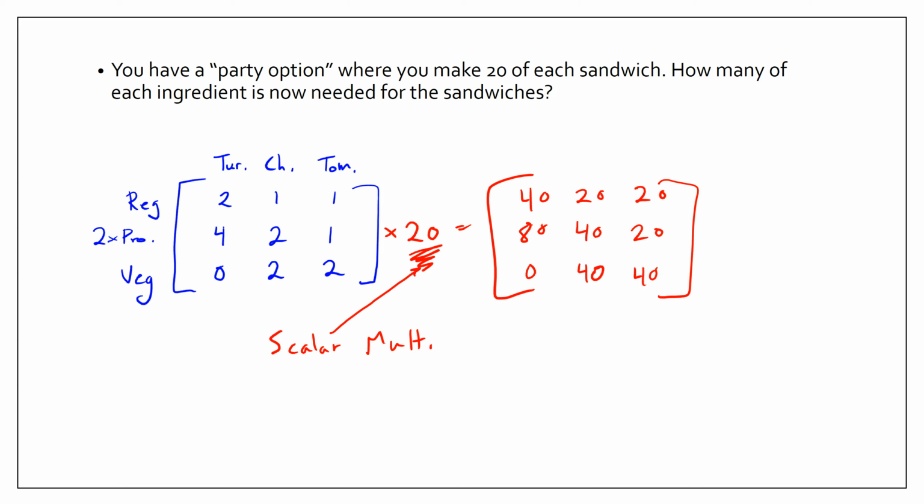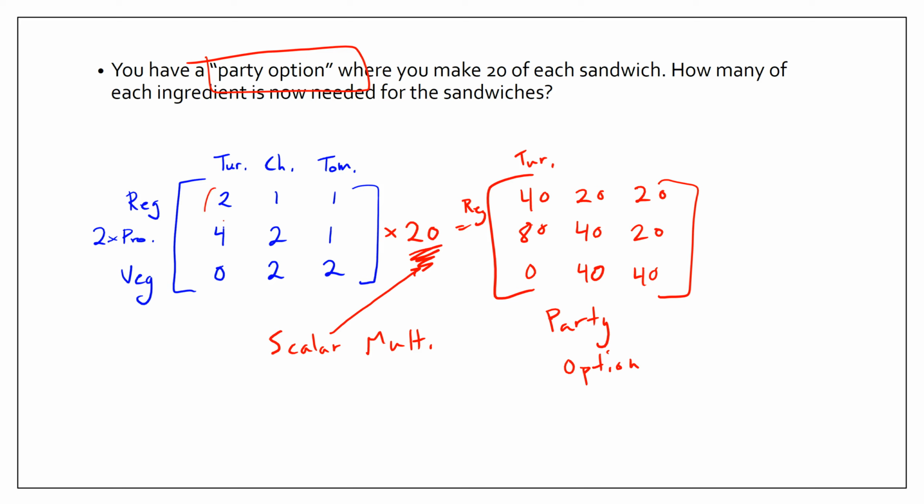What's this new matrix telling me? This is telling me for the party option, how many slices of turkey will I need for the regular sandwich? Like all the rows and columns are still the same. This matrix just tells me what do I need for the party option, how many of each thing. And you see why this is sort of useful.